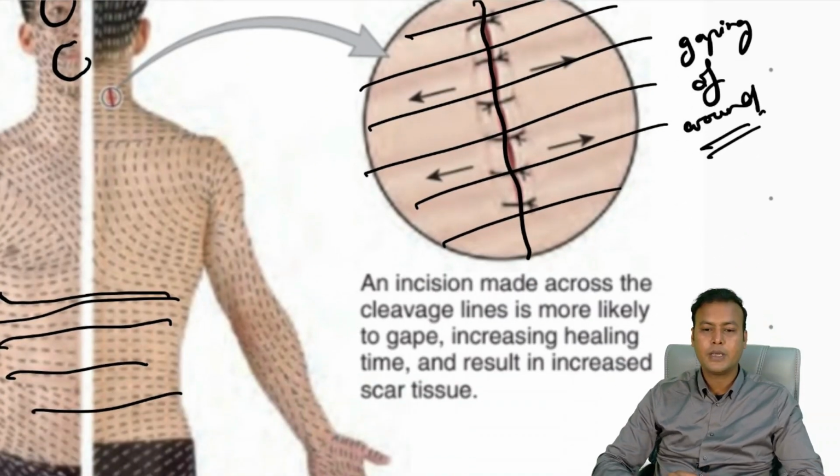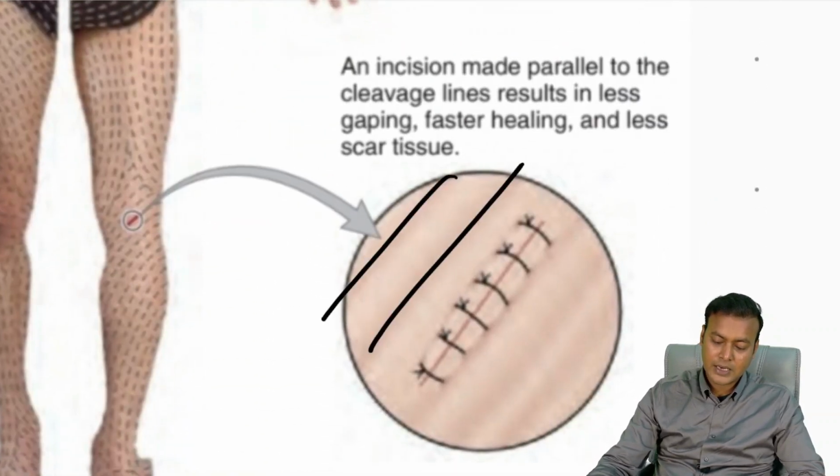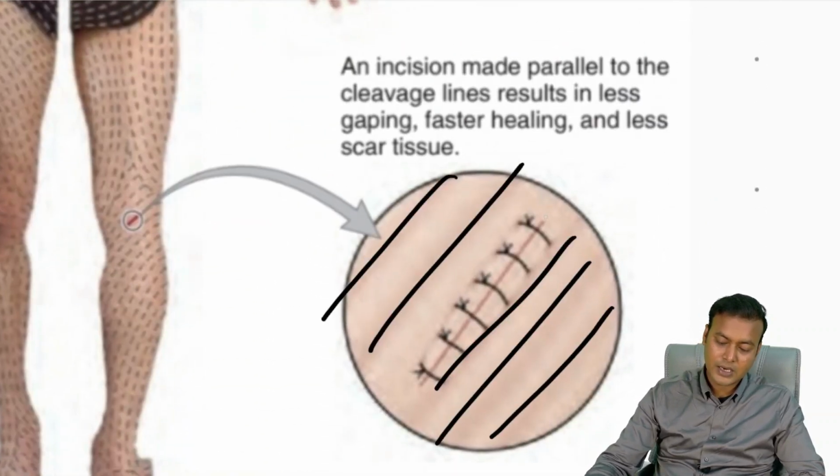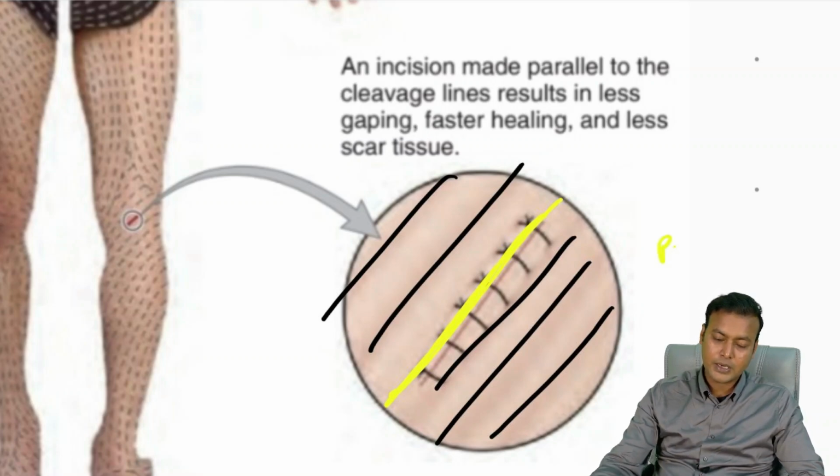and improper healing. Whereas in this image, you can see the Langer lines running in this direction and the incision has been given here. So it is parallel to the direction of the Langer lines or the tension lines. Hence, it will have proper healing. This wound will have a proper and faster healing.